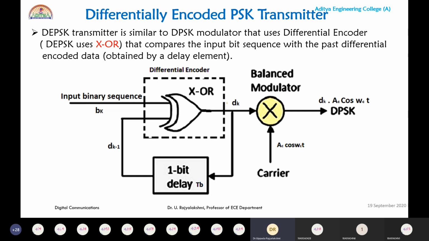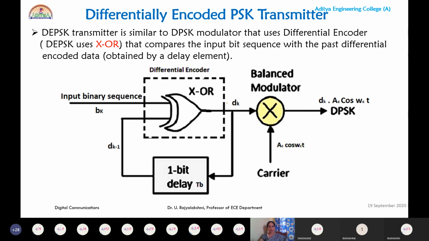So what is the working principle? Bk is compared with dk minus 1 using an XOR gate. The output is dk. Now the dk is multiplied with the carrier. The carrier is Ac cos omega ct. Please always remember that here dk is unipolar energized, because you will get dk as either 1 or 0.